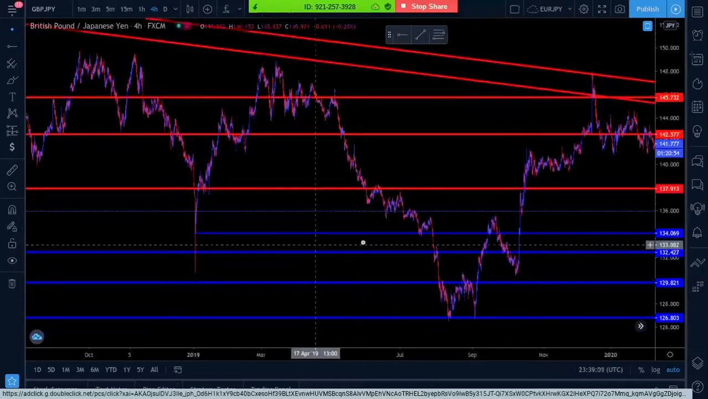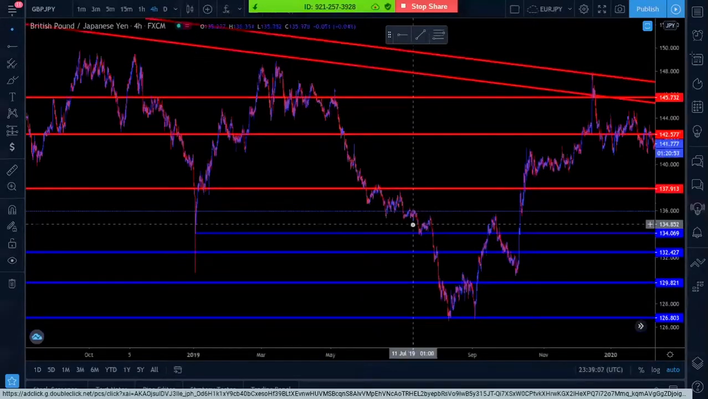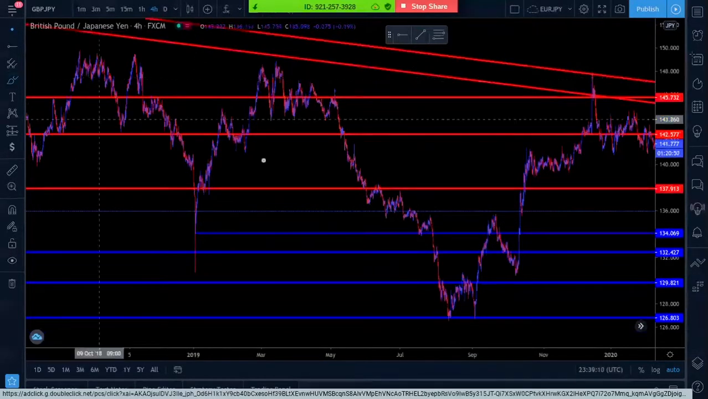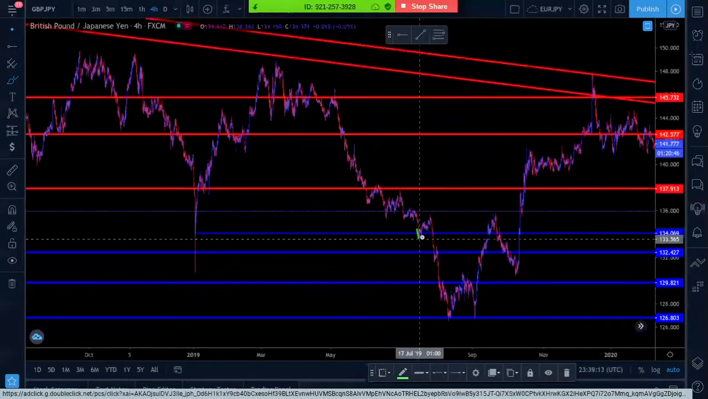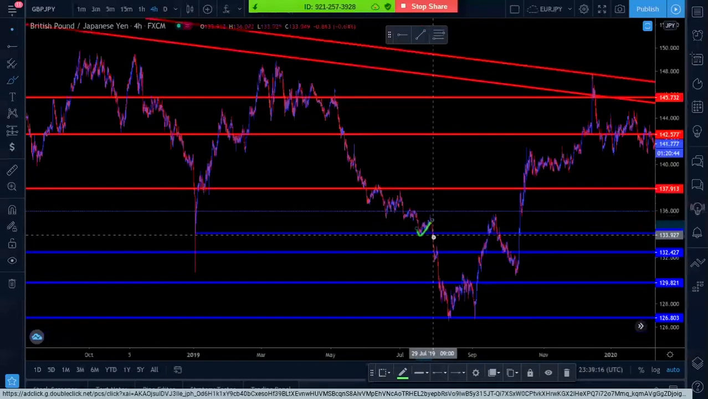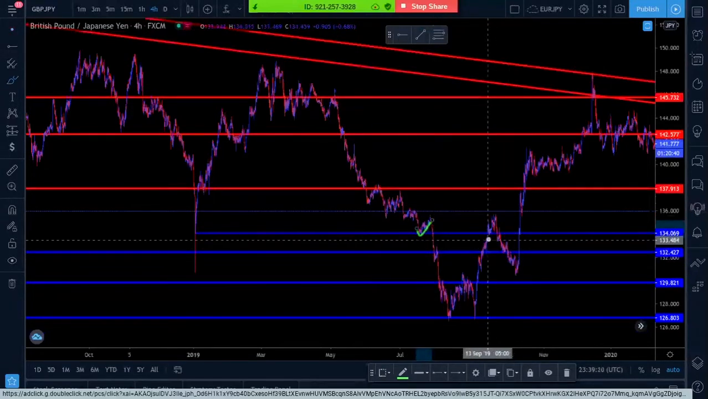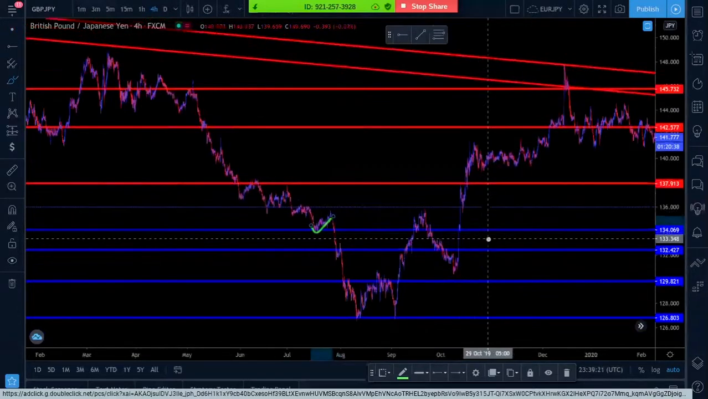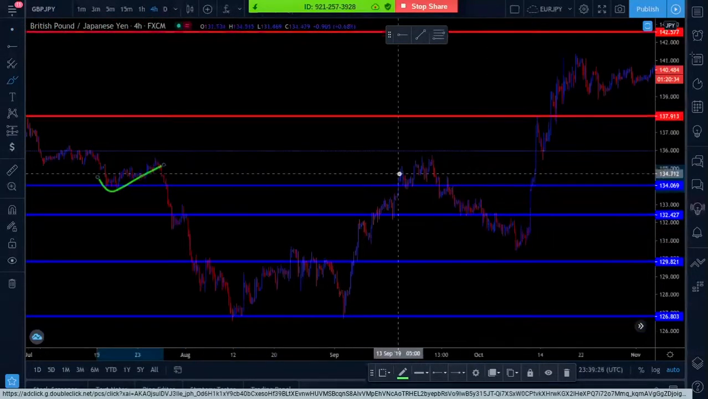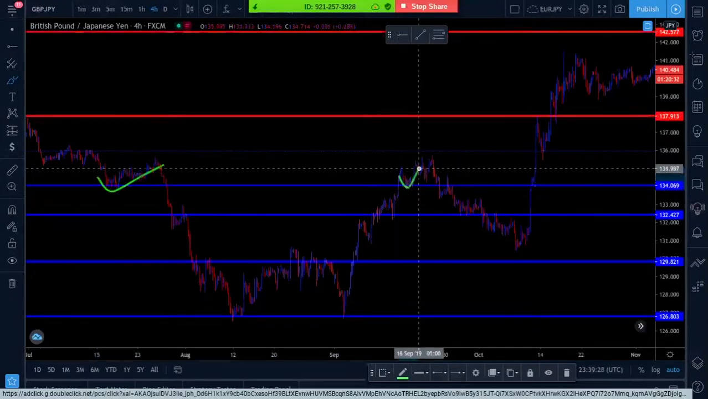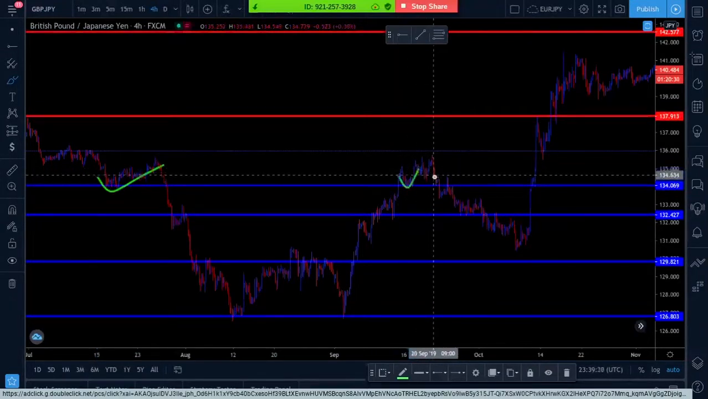As we can see, price came down, found support. It broke, but next time it came back up and it broke again. That's where it found support, support before it broke down.